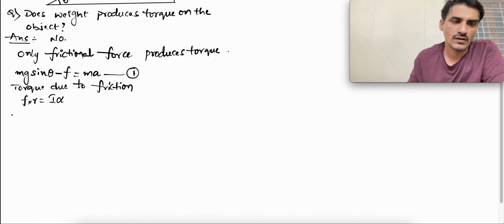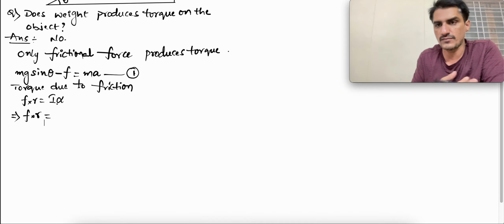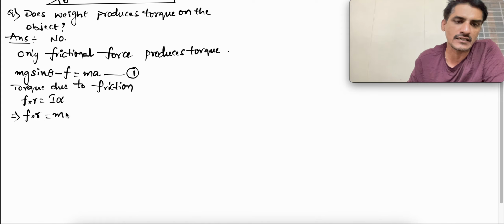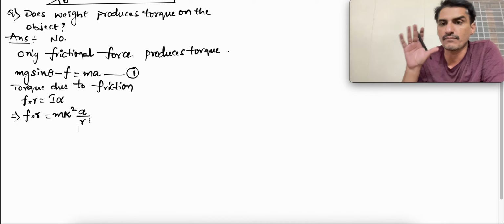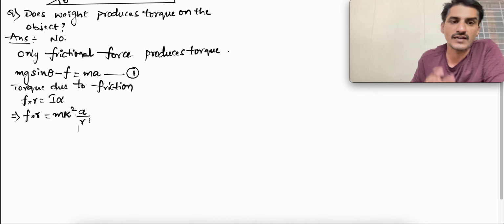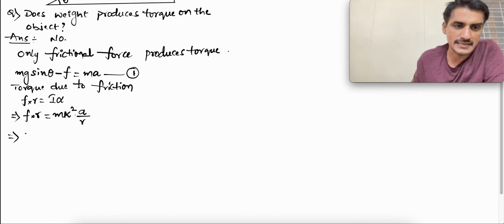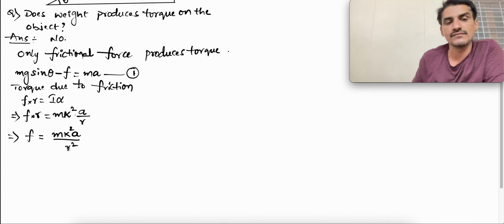So F into r is equal to I alpha. What is the I value here? We don't know which object is rolling, so we write that in terms of radius of gyration, that is m k square into alpha. Alpha is simply written as a by r, because I am assuming that the object is in pure rolling condition. Let us send this r to the right side so that F is equal to m k square into a by r square.